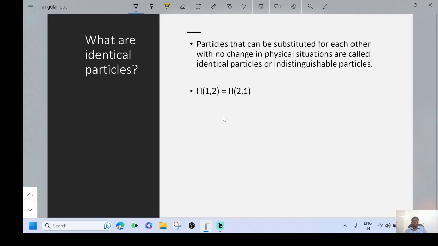What are identical particles? Particles that can be substituted for each other with no change in physical situations are called identical particles or indistinguishable particles. Electrons, neutrons, protons are called identical particles.